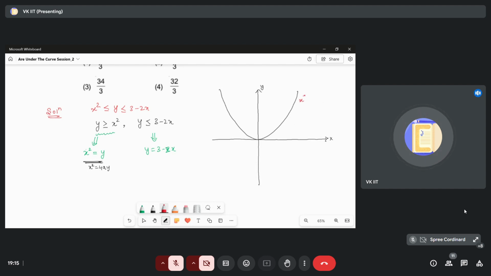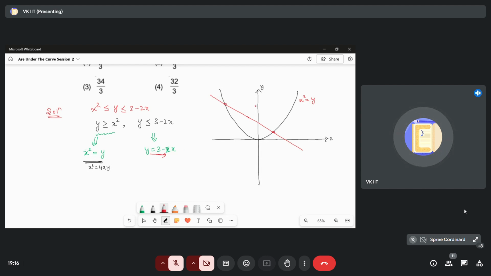This is the x square is equal to y equation. And then second is y is equal to 3 minus 2x. How will you draw this? Just put that directly x is equal to 0, or you can write this in the double intercept format also. So this will be a line like this.